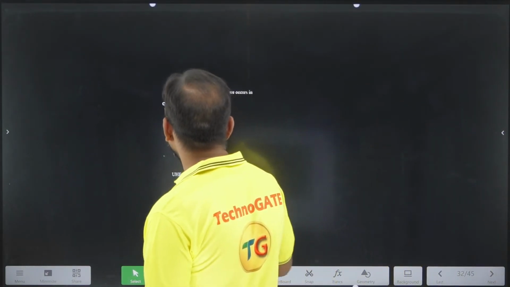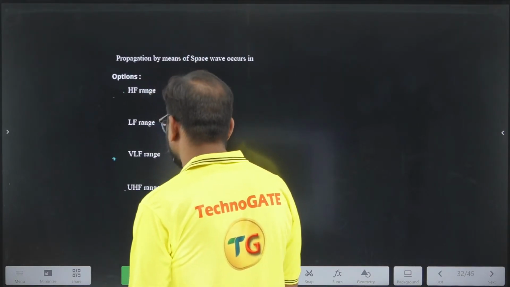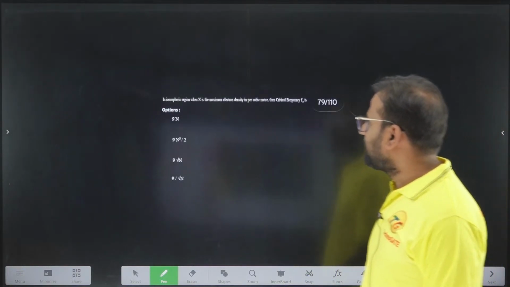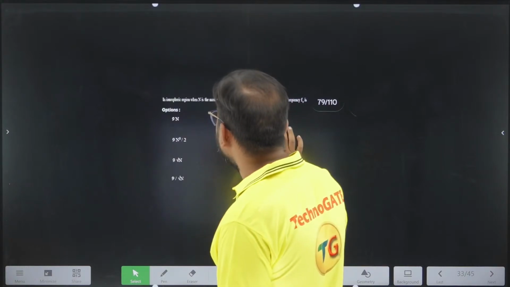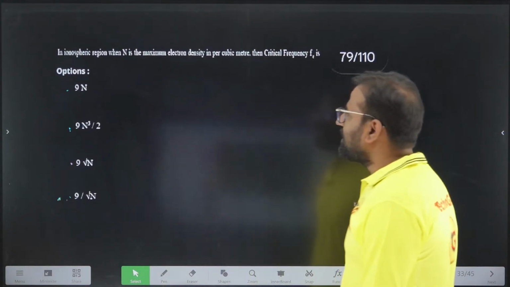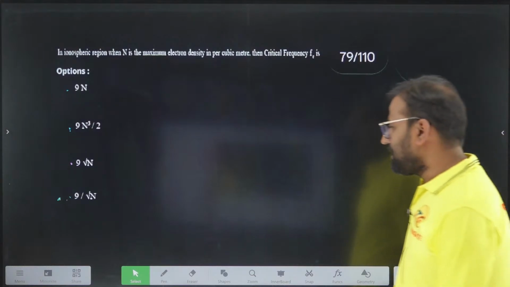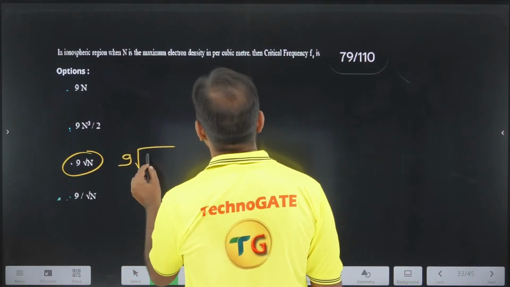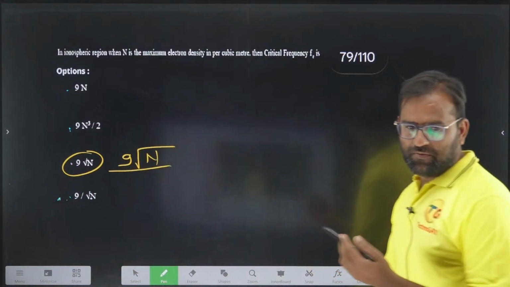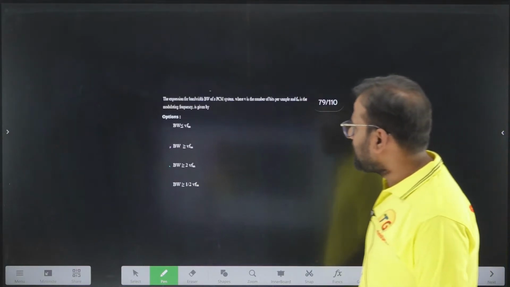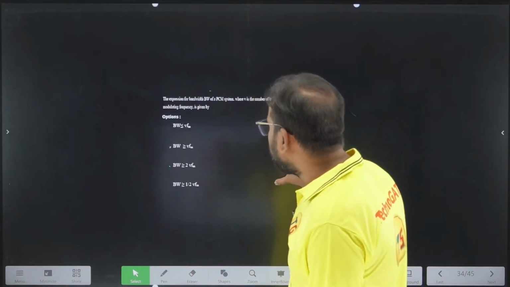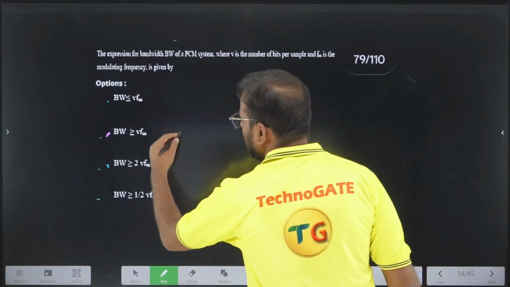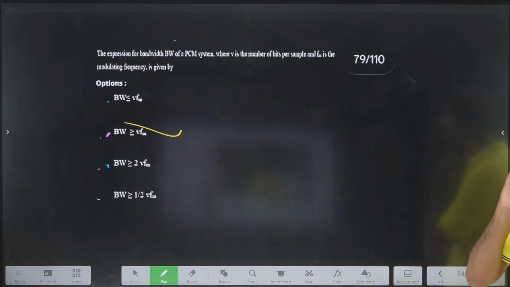Okay, the propagation by means of space wave occurs. Yes, it's a very high frequency, a theoretical question. Next, again formula based, in the ionospheric region the maximum electron density N is equivalent to 9 under root of N. Keep this in mind. It's a direct formula, I cannot derive it here. Next, the bandwidth of PCM depends on sampling. B option is correct. The higher the sampling rate, the higher the bandwidth.